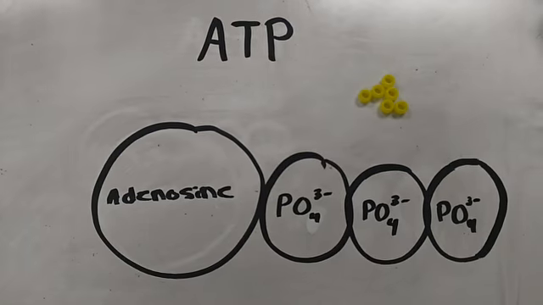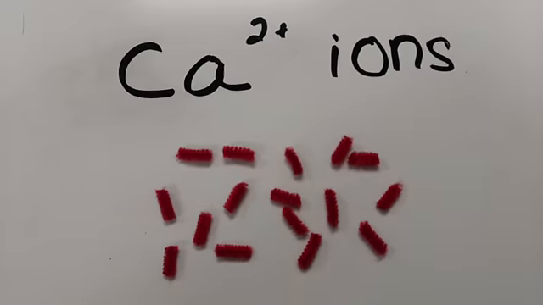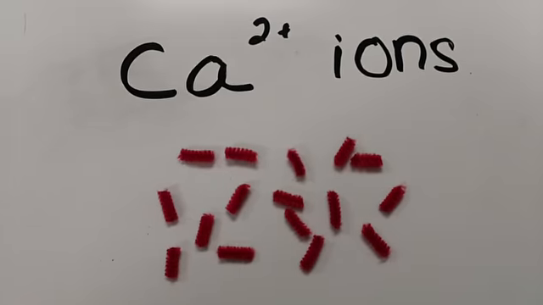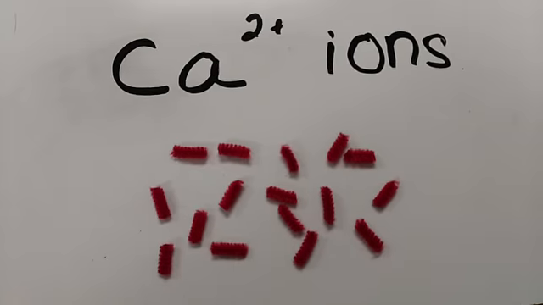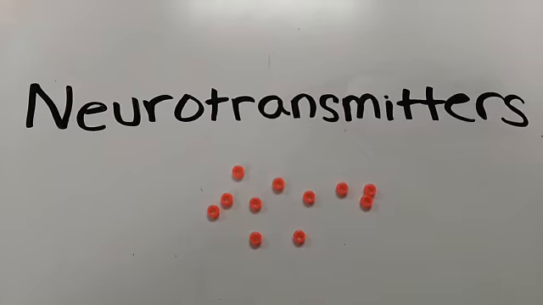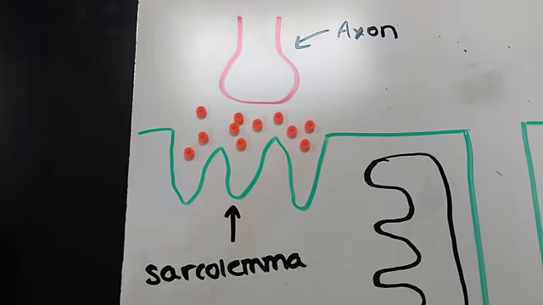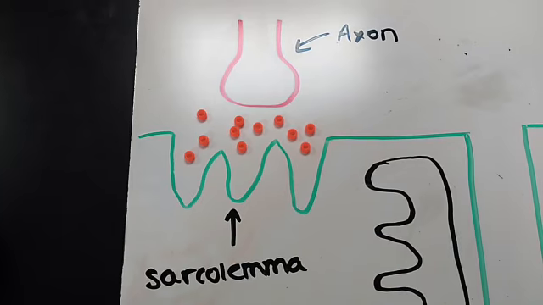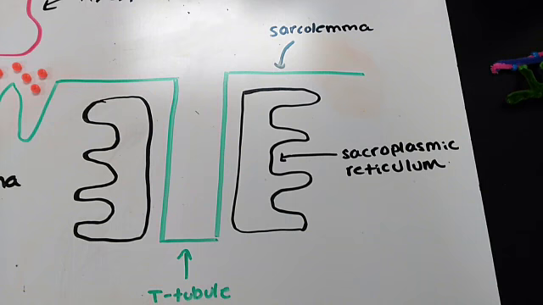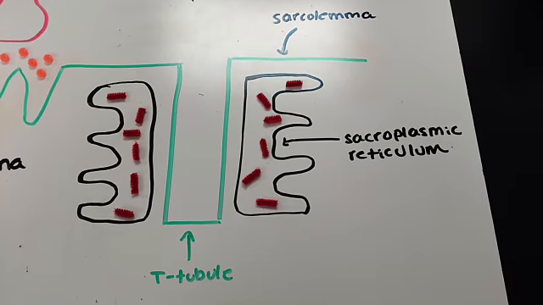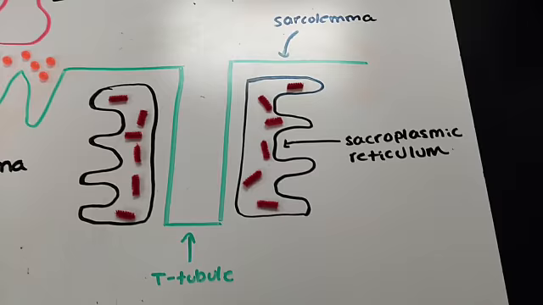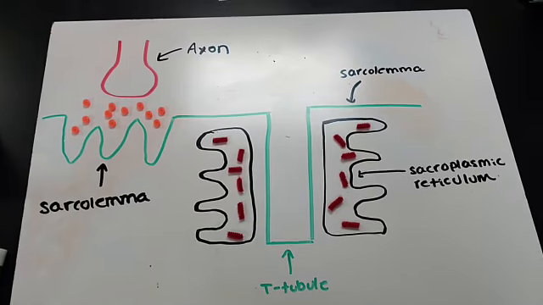ATP, or adenosine triphosphate, is shown by the yellow beads. Calcium ions are shown by the red pipe cleaners. Neurotransmitters are shown by the orange beads. The red marker is the axon, and the green marker is the sarcolemma. The black marker shows the sarcoplasmic reticulum, which is located on either side of the T-tubule.